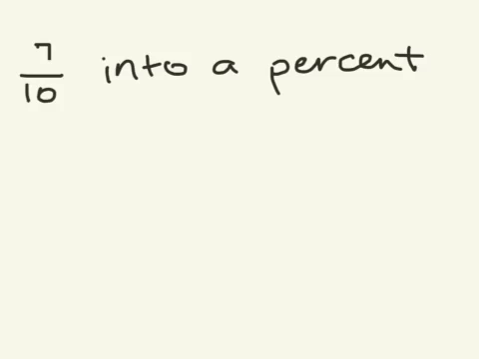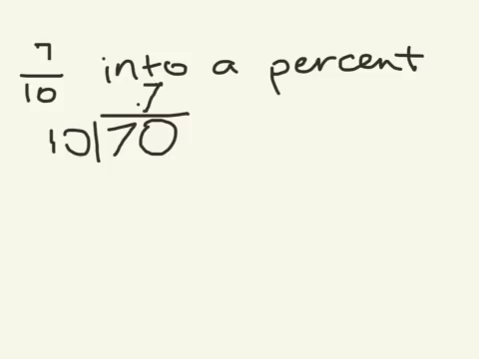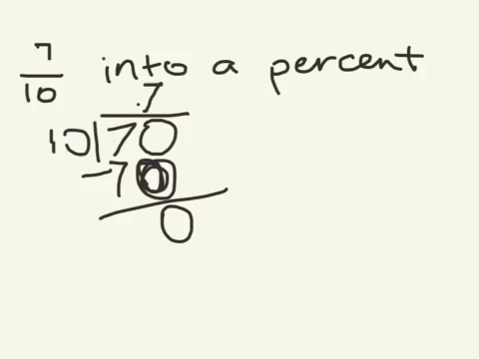First, you do 7 divided by 10. 10 goes into 7 zero times, so you put a decimal point, and then you add a 0. 10 goes into 70 seven times. 10 times 7 is 70. And then you subtract. That's 0. Here's your answer.